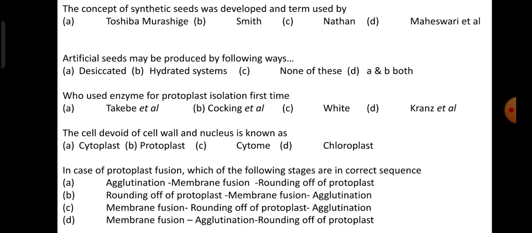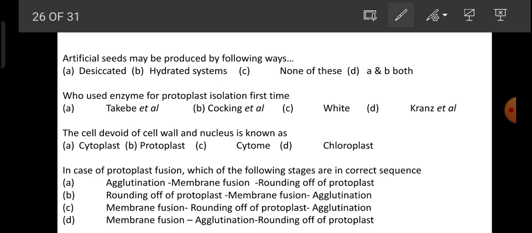The concept of synthetic seed was developed and the term used by, options are Toshiba, Morishige, Smith, Nathans, Maheshwari et al. and co-workers. The option is Toshiba, Morishige. Okay, Morishige is the answer. Artificial seeds may be produced by, the different ways are desiccated, hydrated system, none of this, both A and B. Artificial seeds are both desiccated and hydrated, meaning dry seeds as well as wet seeds will be there. Dry will be more preferred.